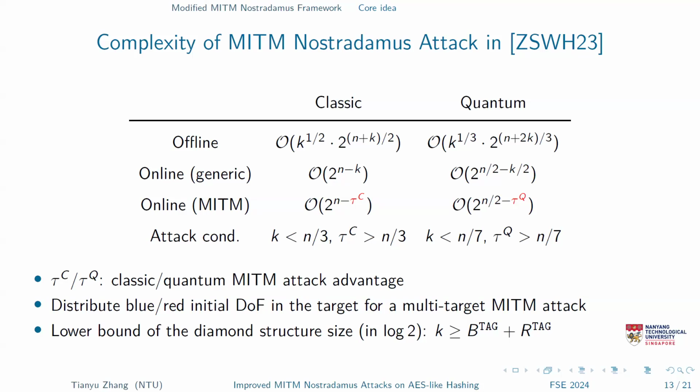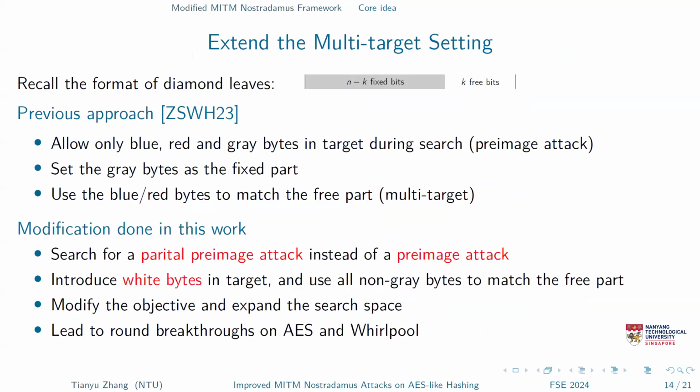target. So the main contribution of this work is that we actually extend this multi-target setting. An important observation would be we don't really need to search for a true pre-image, but we only need to match those n-k fixed bits marked in gray there, and the rest of them we don't really care. As long as we have a value of it, we can easily connect it to the diamond structure.